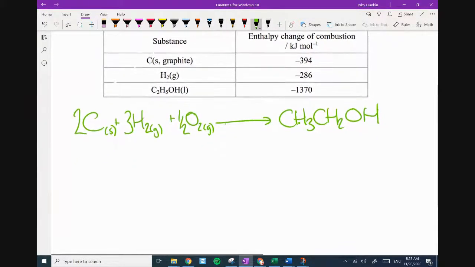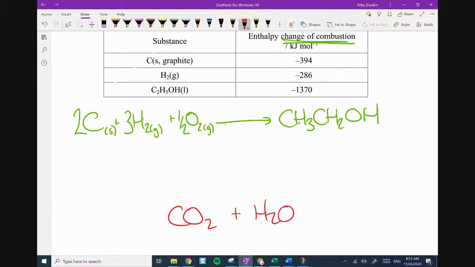I have got combustion data, which means step number 1: on the bottom, we'll go CO2 and H2O in their standard states. That's a gas and that's a liquid. Now we need, of course, to point all of our arrows down.